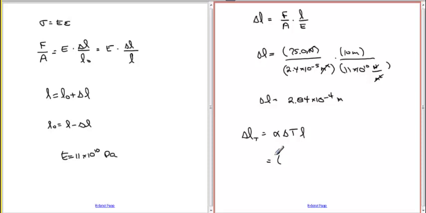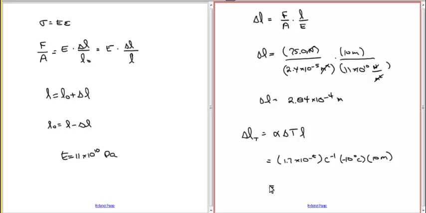So alpha is equal to 1.7 times 10 to the minus 5, and the units are inverse C. Then you multiply by delta T, which is 10 degrees C. It is actually negative 10 degrees C, because it's going to get shorter. And we multiply by the length, which is 10 meters. So this is the additional amount that the wire wants to contract.